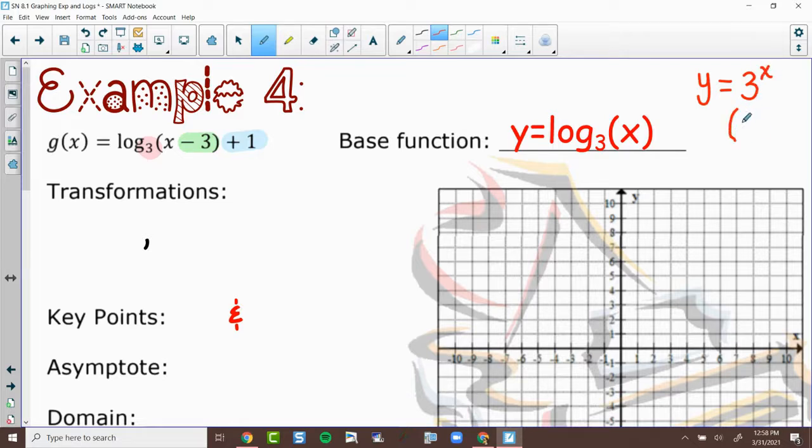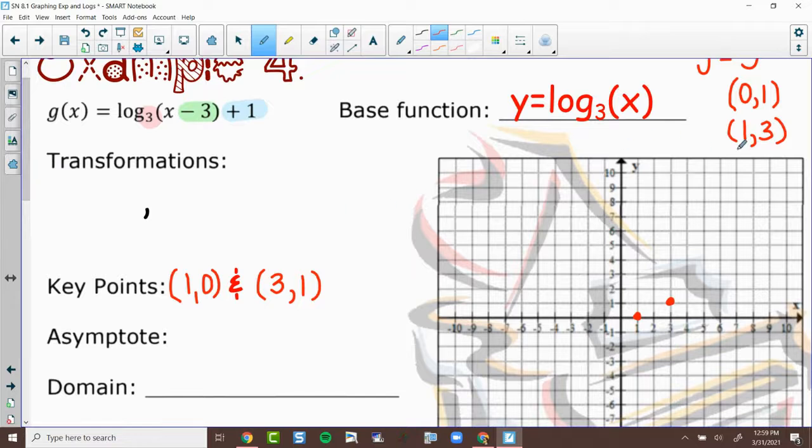So normally I would plug in 3 to the 0 and get 1. I would plug in 3 to the first and get 3. But since I'm working with the inverse, we're going to make it (1, 0) and (3, 1). And we can graph all of those points. You can even graph a few more. So if you know 3 squared gives you 9, you can even plot that one on here as well.